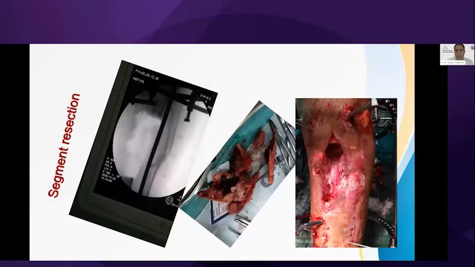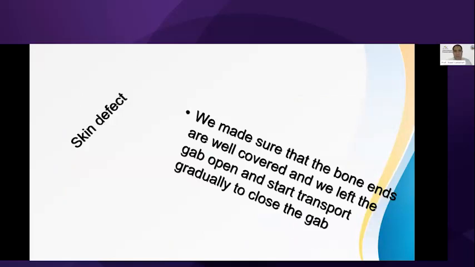Intraoperatively, we remove all dead, necrosed, infected bone, segment resection about 10 centimeters. There is a bone gap, no soft tissue coverage, intraoperative. What about this gap? Skin defect. We made sure that the bone ends are well covered, proximal and distal, no bone exposed, and the gap left open. And we start bone transport gradually to close this gap after consultation of our senior professor.